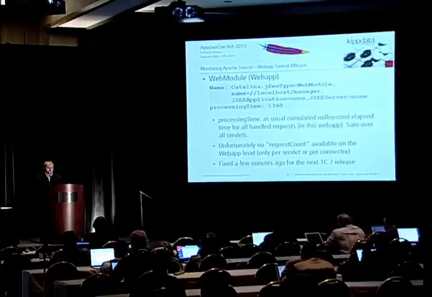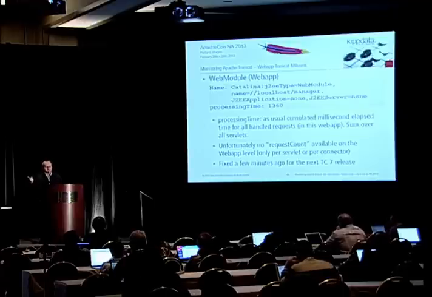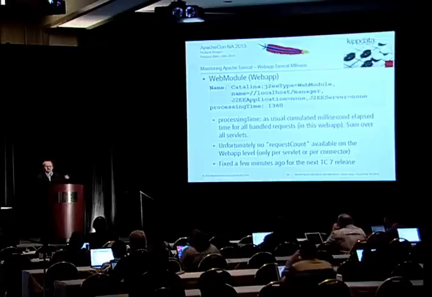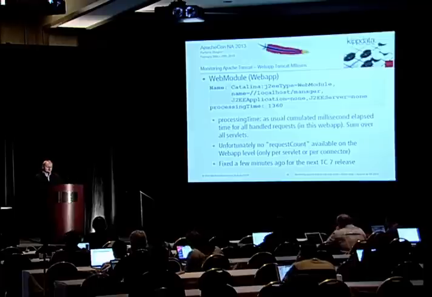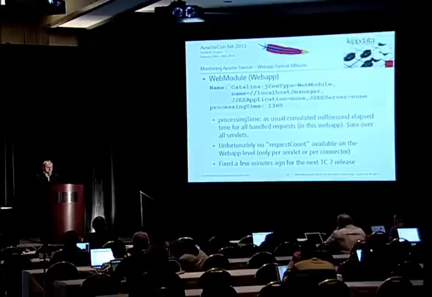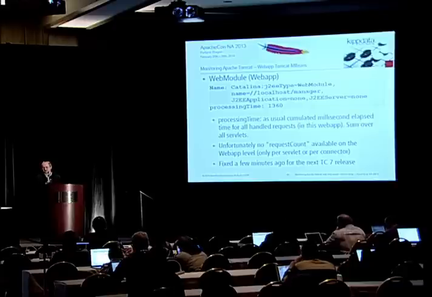Finally, there is one MBean per web app, so not per servlet, per web app again. And this only provides the processing time. And that's a bit strange. Why doesn't it provide the request count, the max time, the min time, and so on? It's just an omission. And since I noted that this is missing last night during Rich's talk, I added the other items. So the next Tomcat 7 release will also have request count, max time, min time per web app.